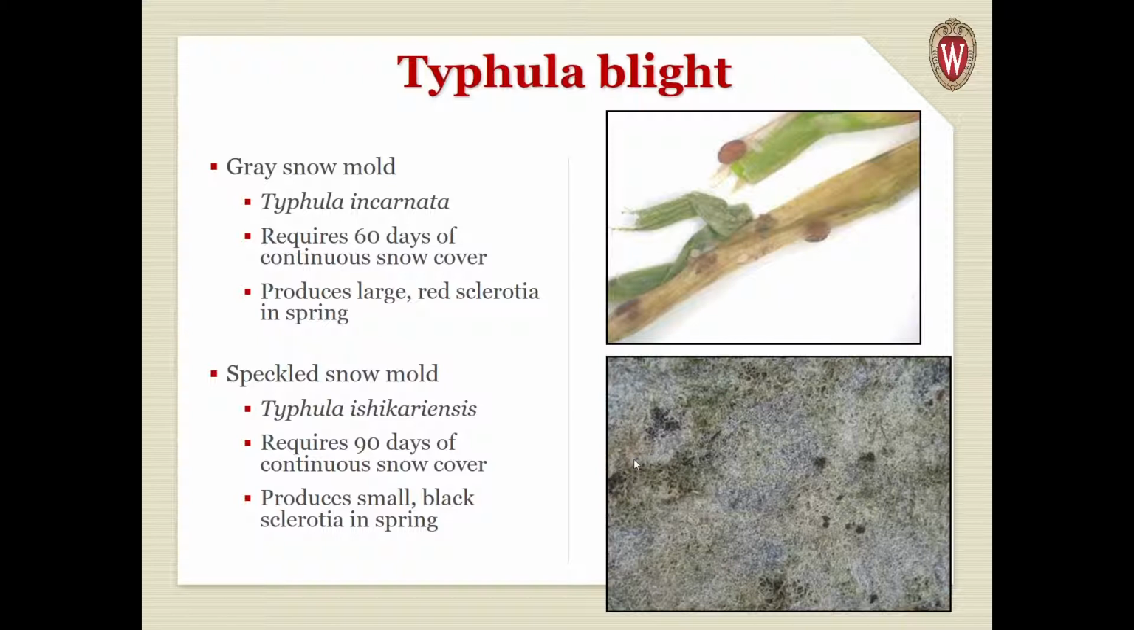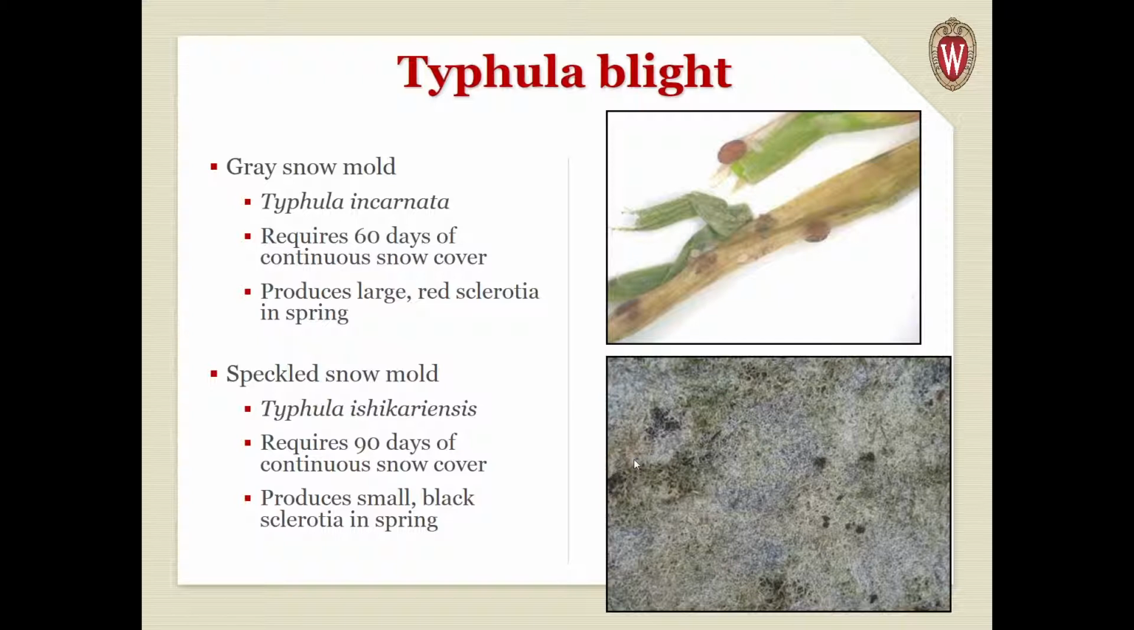Typically, we see Typhula incarnata in areas that have around 60 continuous days of snow cover a year. So this is sort of the southern Great Lakes: Madison, Chicago, Detroit, Cleveland. Southern New England typically will have more incarnata than ishikariensis. Ishikariensis requires about 90 days of continuous snow cover. These numbers are, of course, very, very approximate.